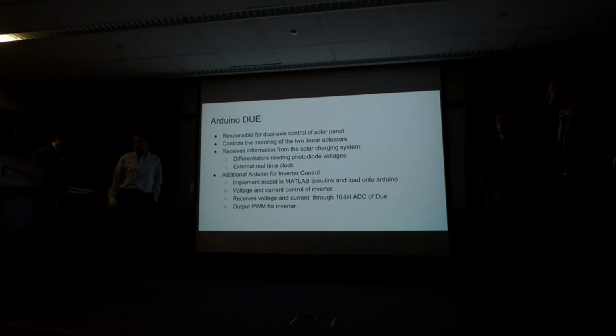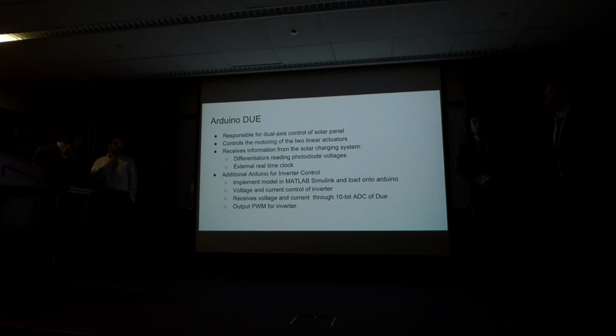So in order to achieve accurate sun tracking, we'll be using our Arduino Due as our microcontroller. It will be responsible for 2-axis control. It will receive information from the solar tracking system. We will mount 4 photodiodes onto the solar panel. These will produce voltages depending on how much sunlight is hitting them. 2 voltages from the photodiodes will be sent to a differentiator where it will subtract the voltage. This voltage will be sent to the Arduino Due, where it will try to make a balance of 0 volts across the 2 photodiodes by adjusting the 2 motors within the 2 linear actuators that we're using in our dual axis control.